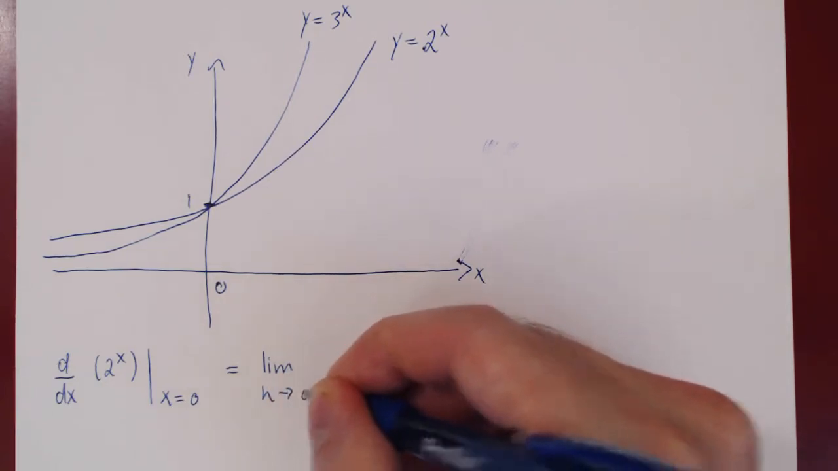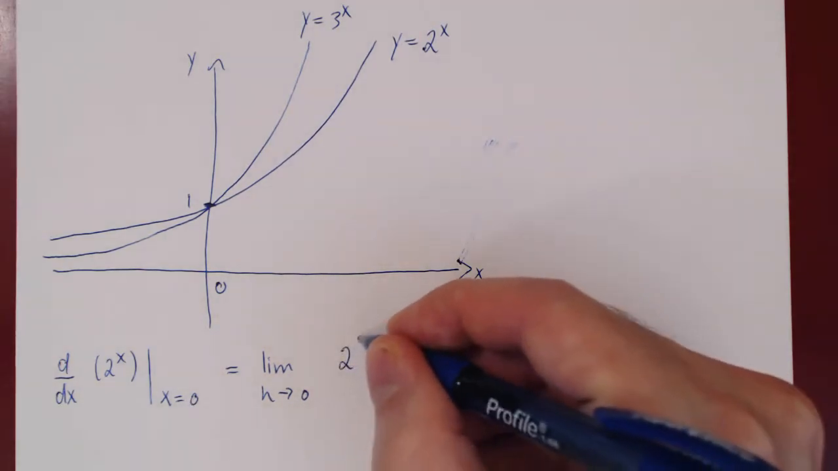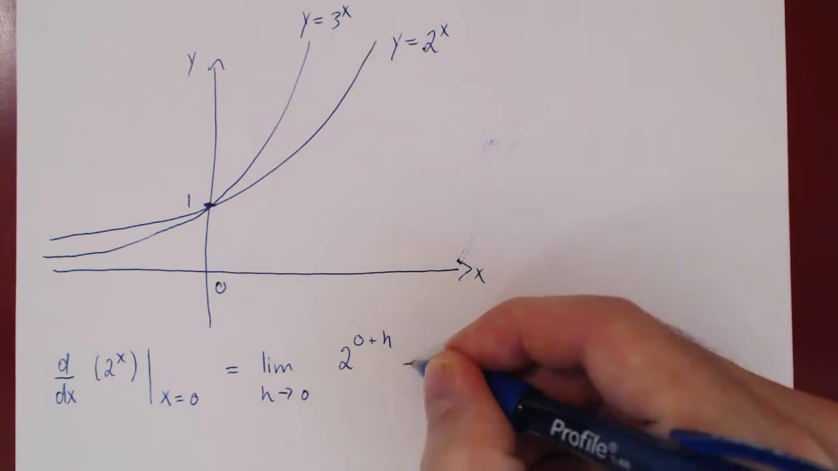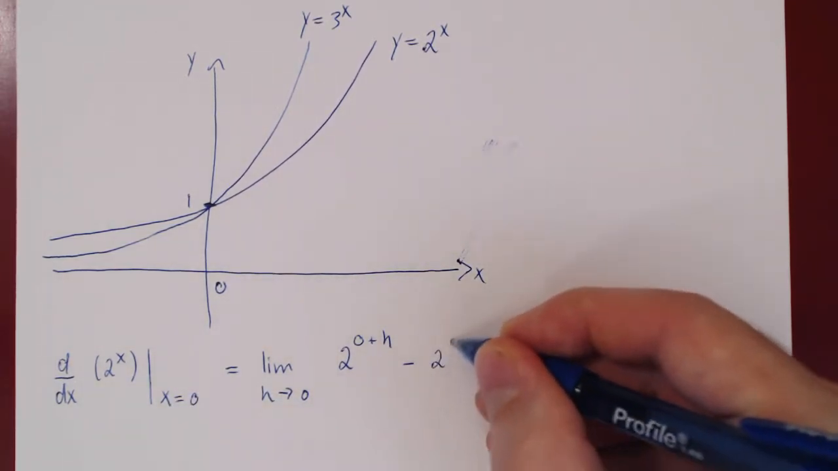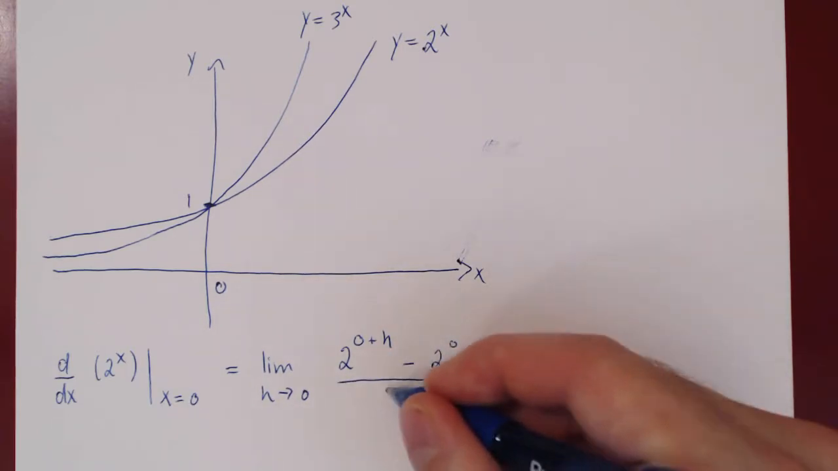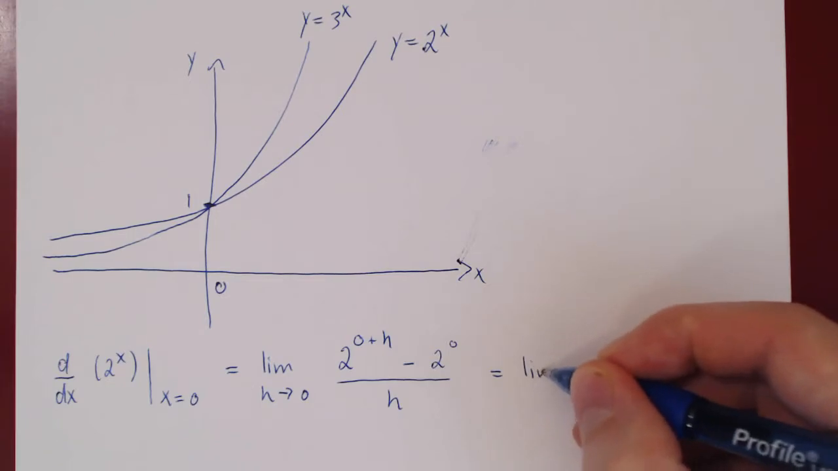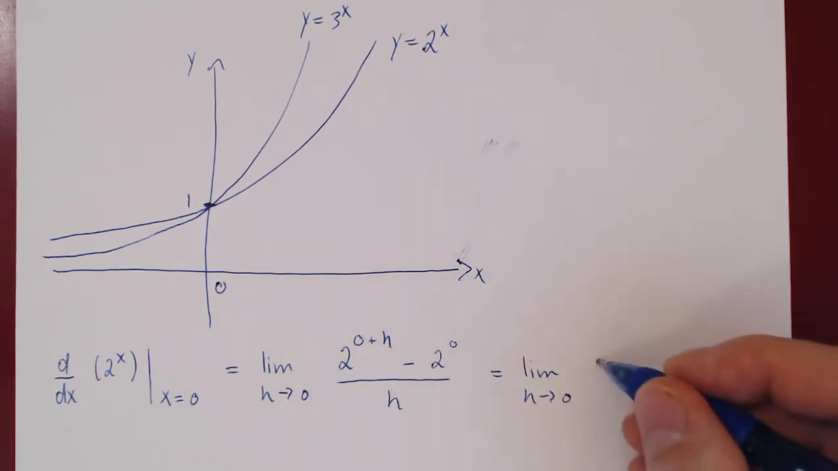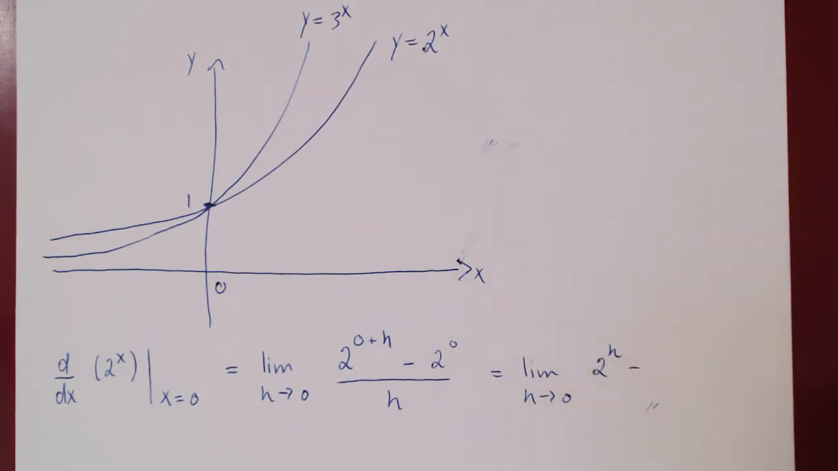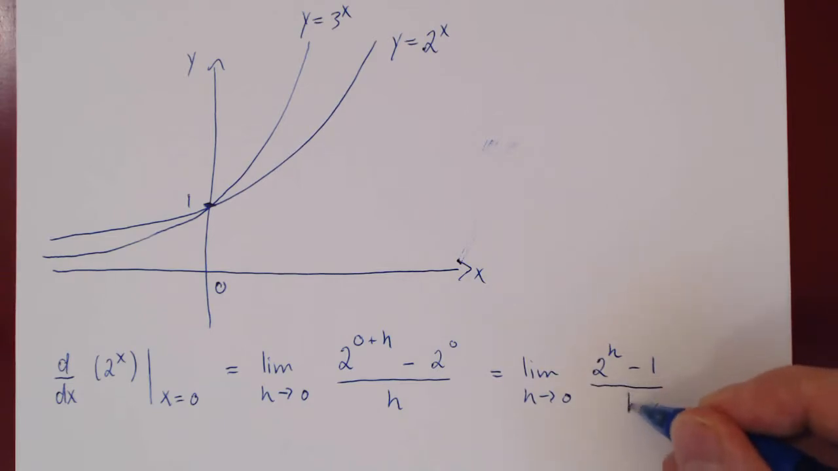as h approaches 0, the function at x plus h, but x is equal to 0, so we'll have 2 to the 0 plus h, minus f of x, but x is 0, so 2 to the 0, divided by h. So this simplifies. We have the limit as h approaches 0 of 2 to the h, minus 2 to the 0 is 1, so minus 1 over h.